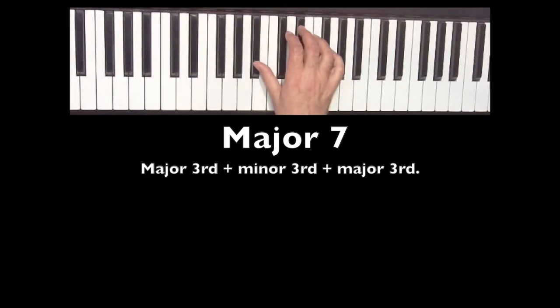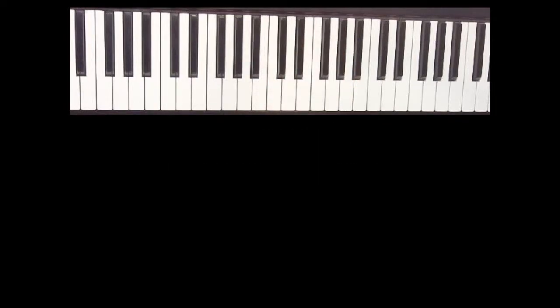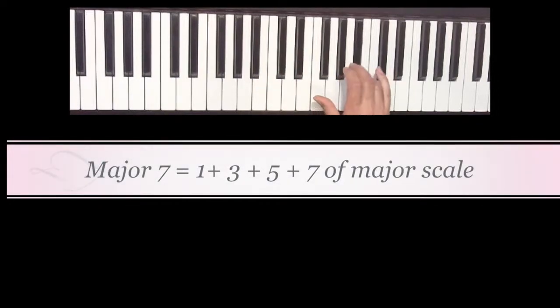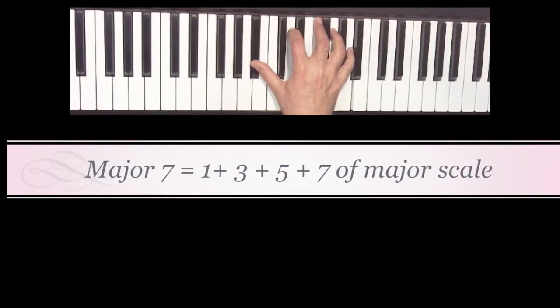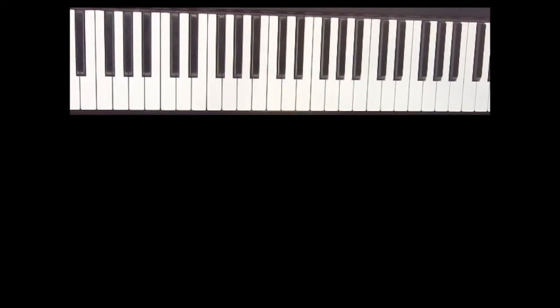Let's start on B flat. 1, 2, 3, 4. From 1 to 3, major third. From 3 to 5, 1, 2, 3, a minor third, and 1, 2, 3, 4, major third. Another way to look at this is that if you know the scale of B flat major, you just play 1, 3, 5, and 7. So that's how to construct the first important 7th chord, which is a major 7th.